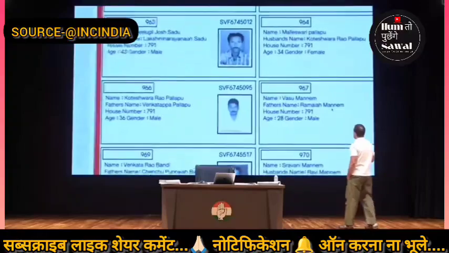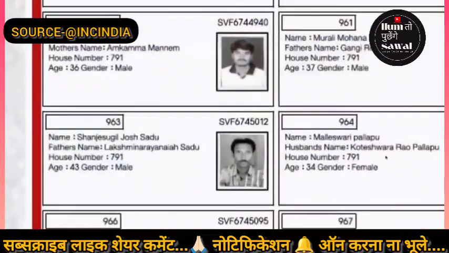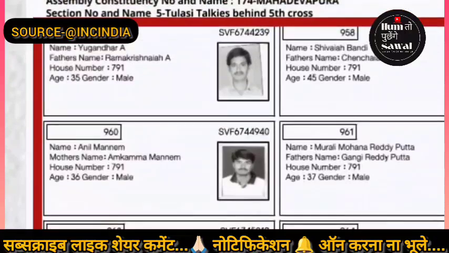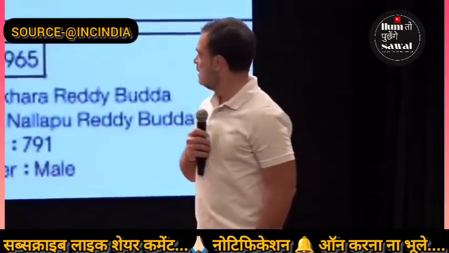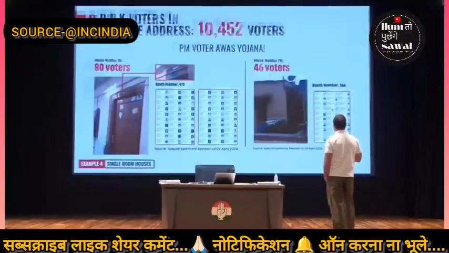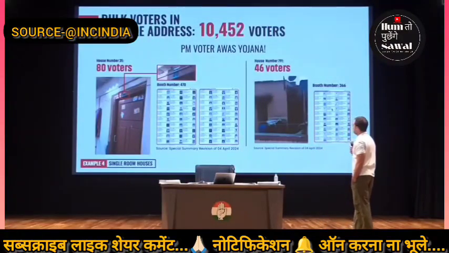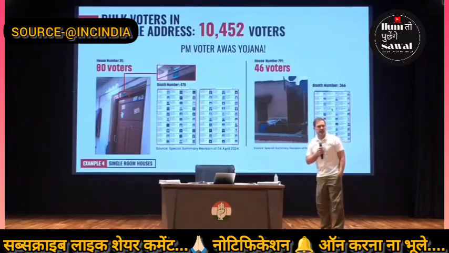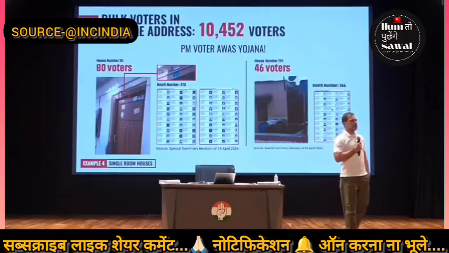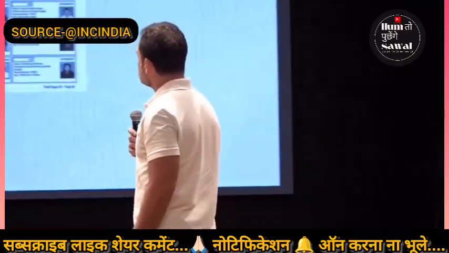46 voters, all from different families, living in a single bedroom house. And when we go there, they don't exist. Zoom out. So that's a single bedroom, 46 voters living there. Same thing there, 80 voters living there. No sign of their existence. When we go there, we're threatened. Our people go there, they're threatened. Take video, they're threatened. Okay, next.